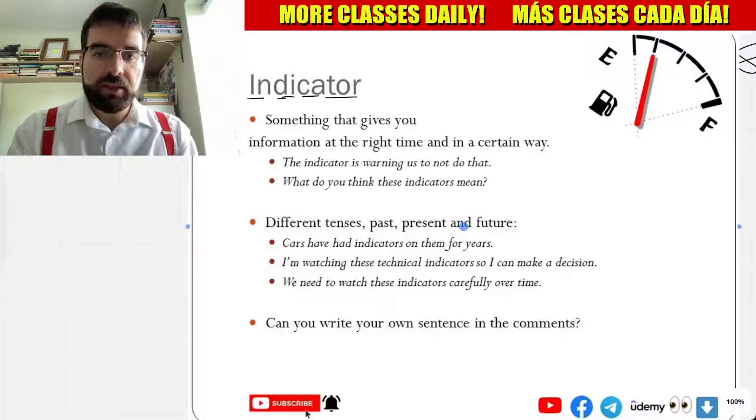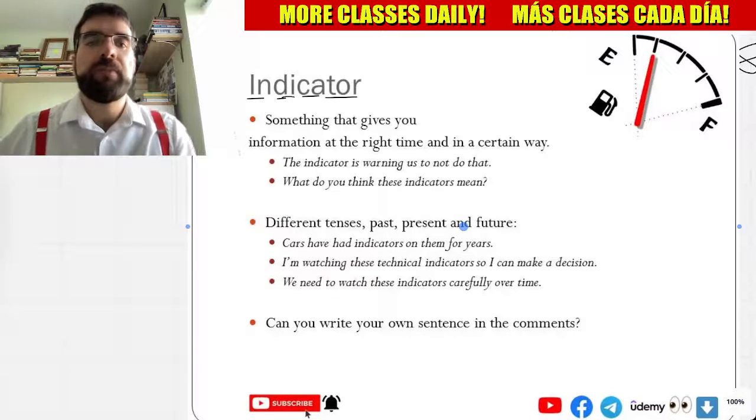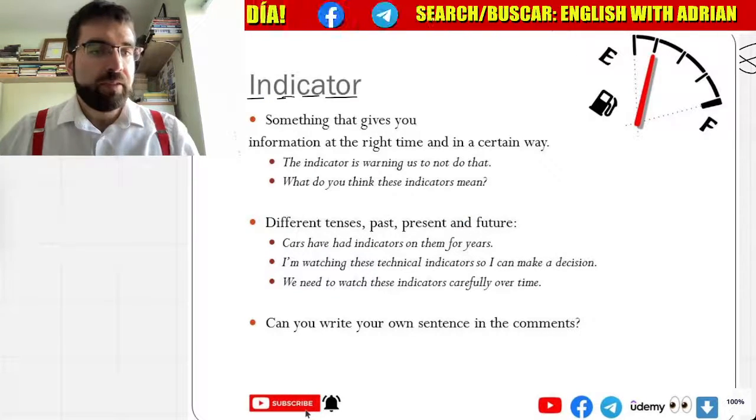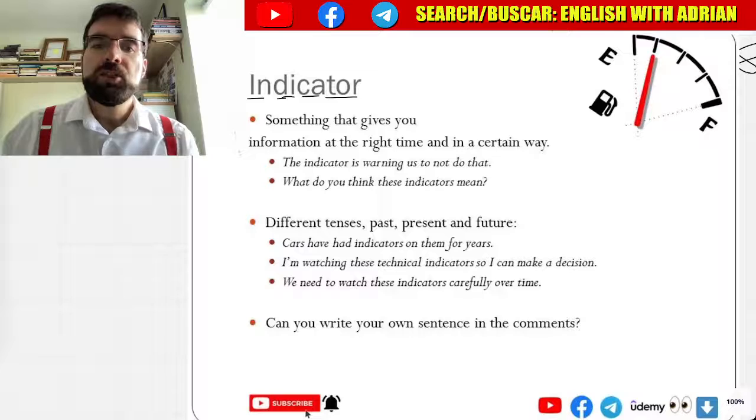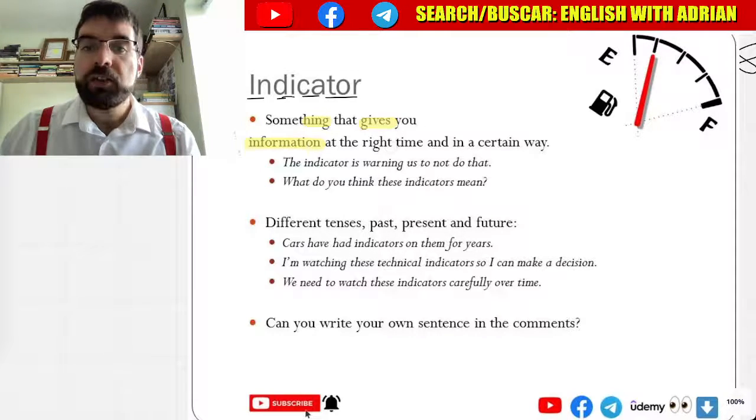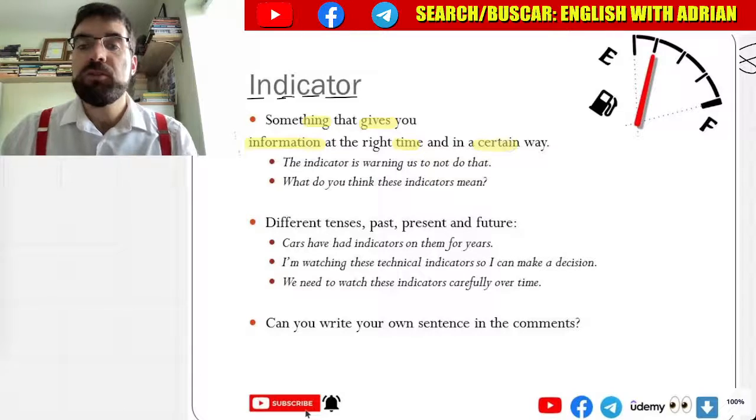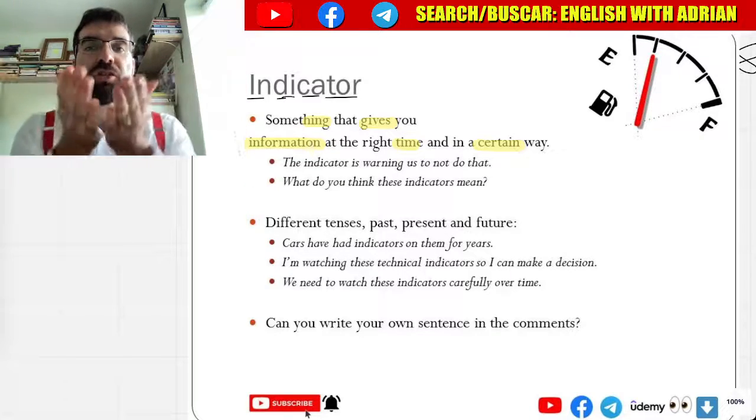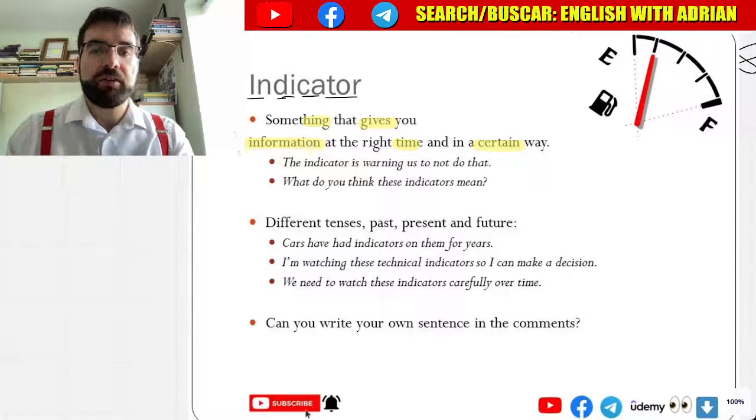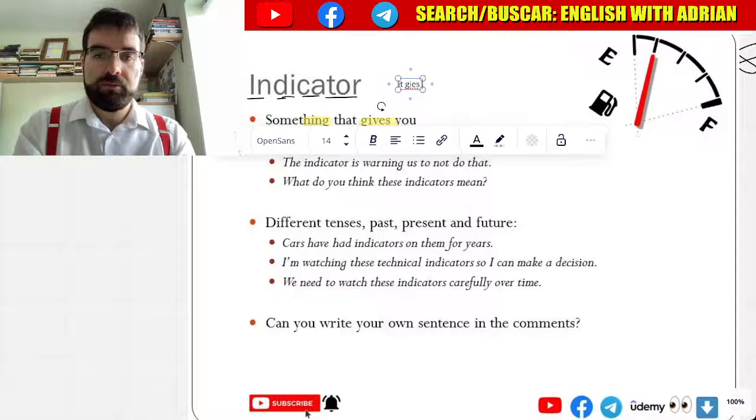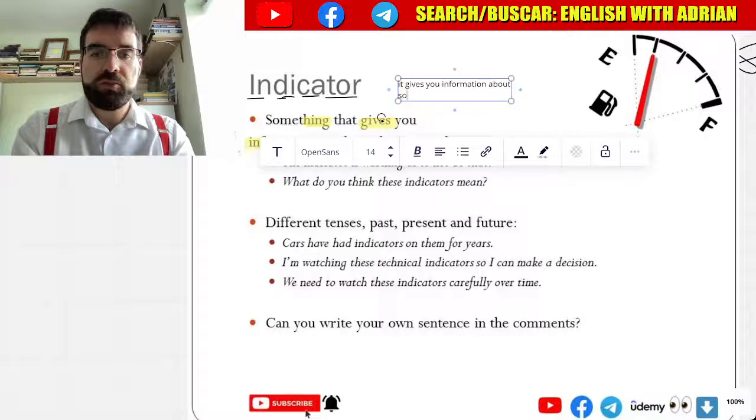Dial, perhaps, or indicator. No, not quite. Okay. Right. So something that gives you information at the right time and in a certain way. It gives you information about something else.